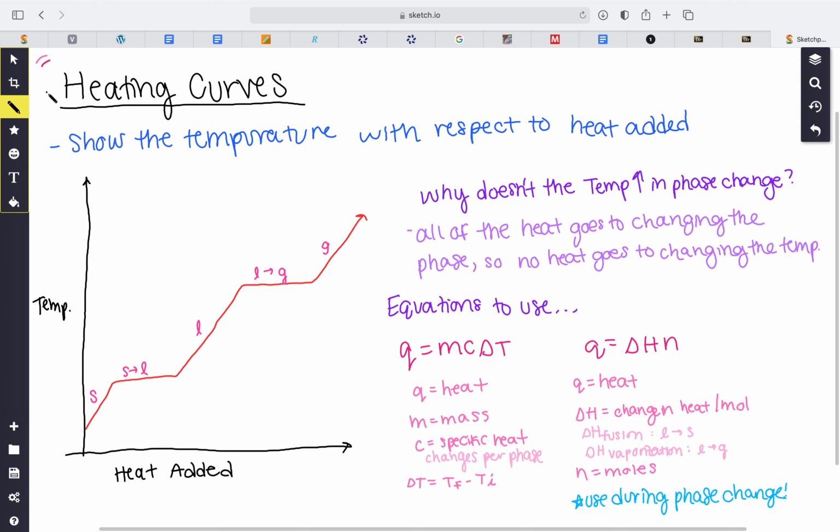Okay, so heating curves. Heating curves show us the temperature with respect to heat added. That means in the graph we can see different phases that occur at different temperatures as heat is being added, and that tells us the temperature where those phases are occurring. So let's look at the graph right here. Here's an example of a heating curve. There are no specific temperatures mentioned or heat added, so this is just to give you a general idea of what they'll look like.